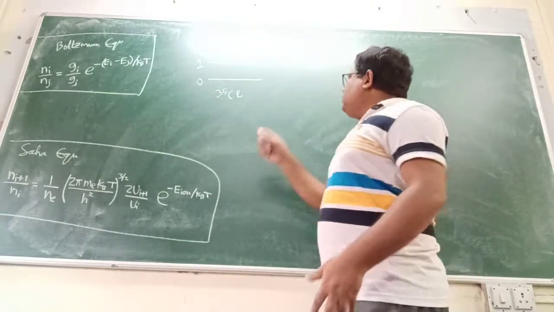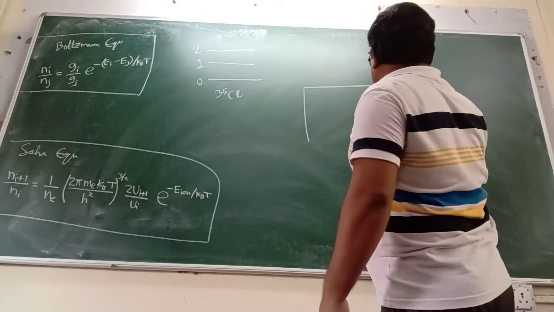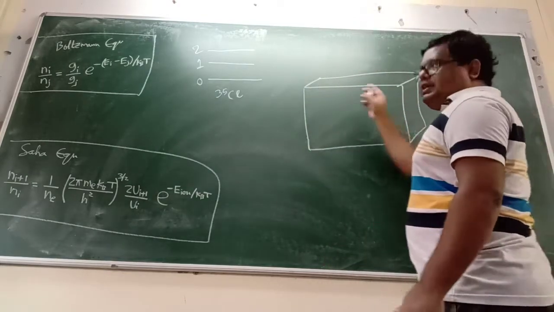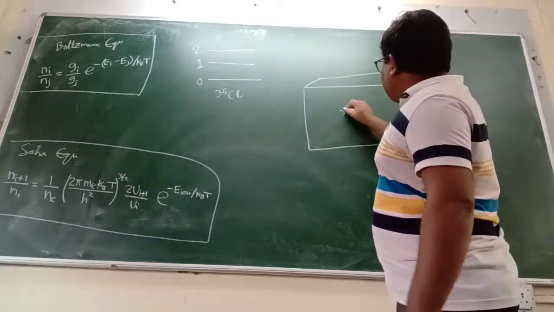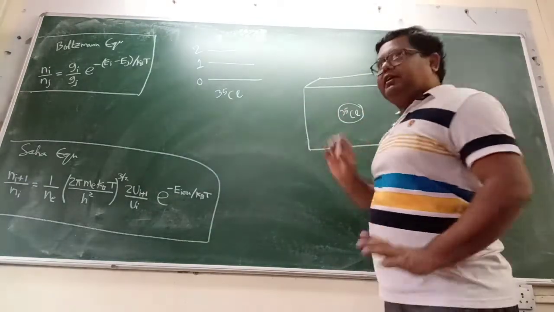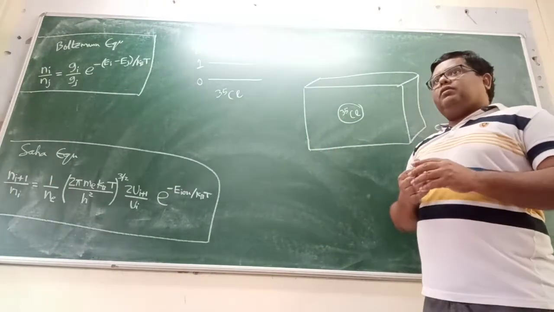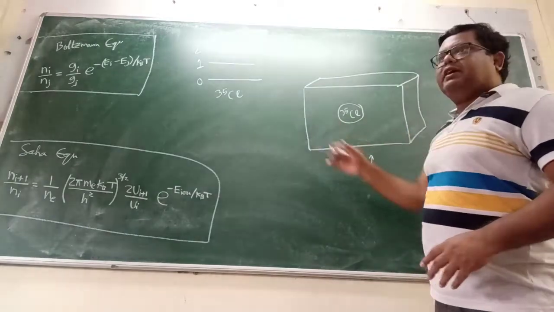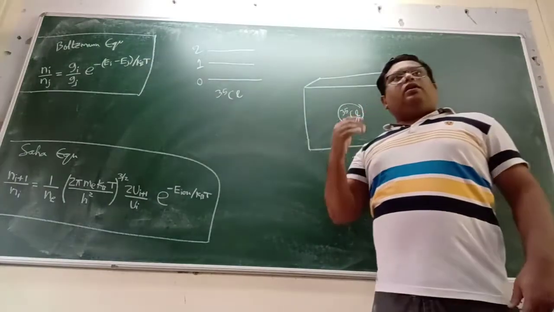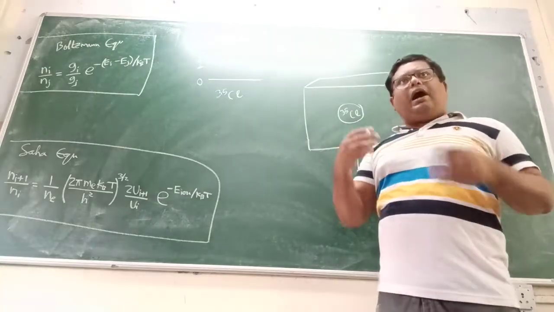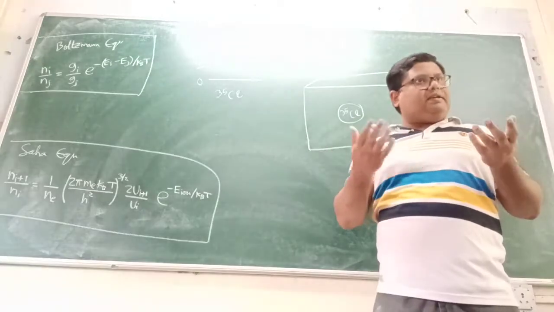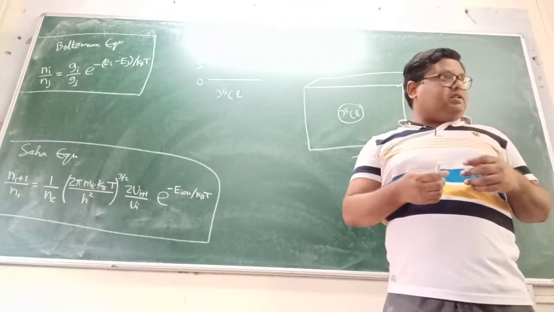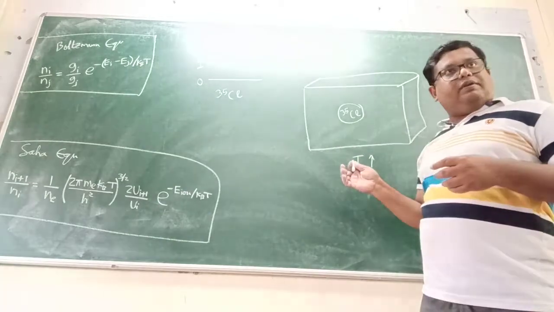Now suppose consider a box. This is a 3D box inside which only 35 chlorine atoms are there and nothing else. Okay, now let me slowly increase the temperature of this entire box. Then you might ask me, sir, how many 35 chlorine atoms are in the first excited state with respect to those of the ground state? Because I am slowly increasing the temperature, right?